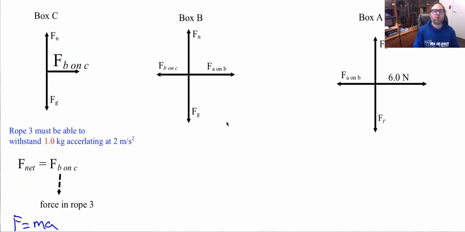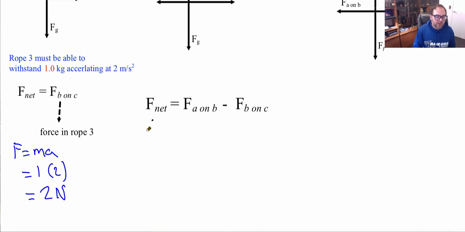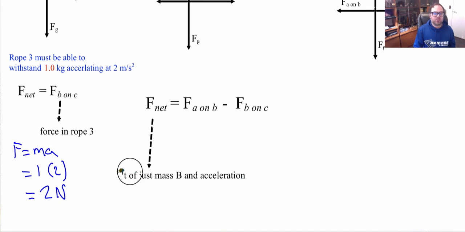So now let's look at box B. So box B deals with rope 2. In this case here, we know my F net is going to be equal to the force of A on B minus the force of B on C. Now there's some important things here. My F net is the result of just mass B and the acceleration. Whereas my force of A on B is the force in rope 2. And my force of B on C, we figured out through looking at the part of box C.